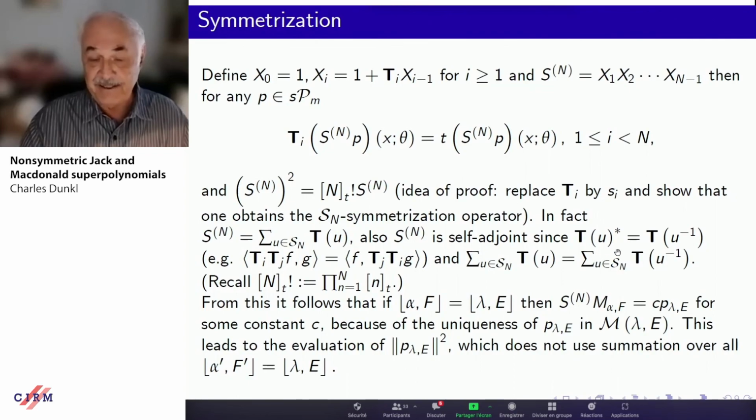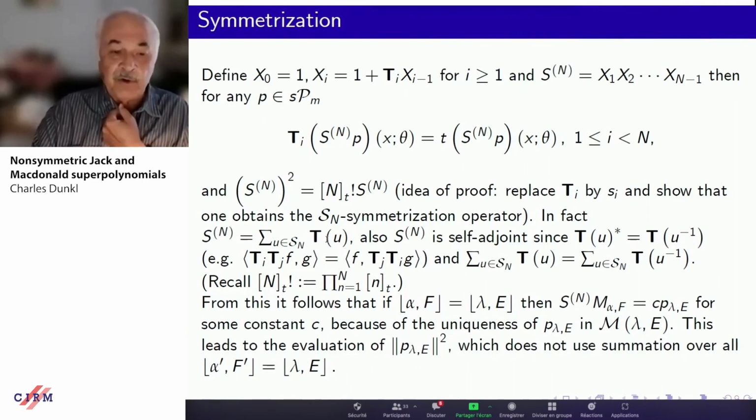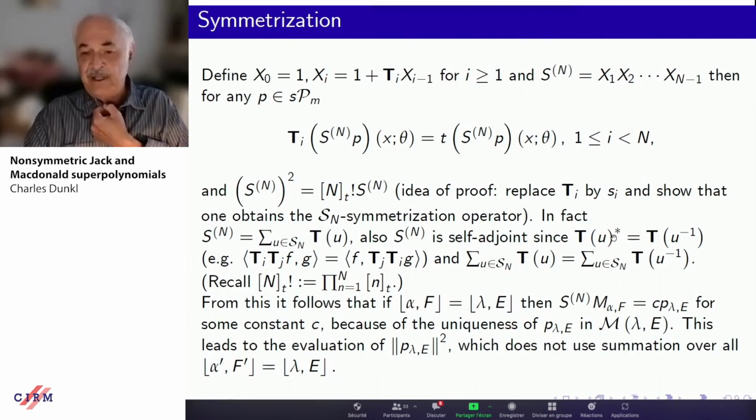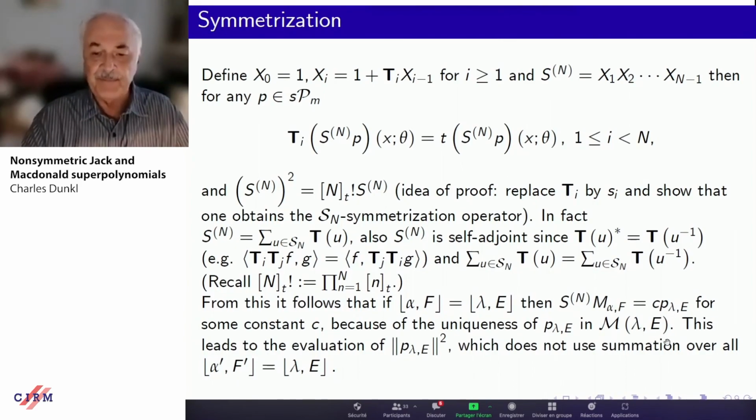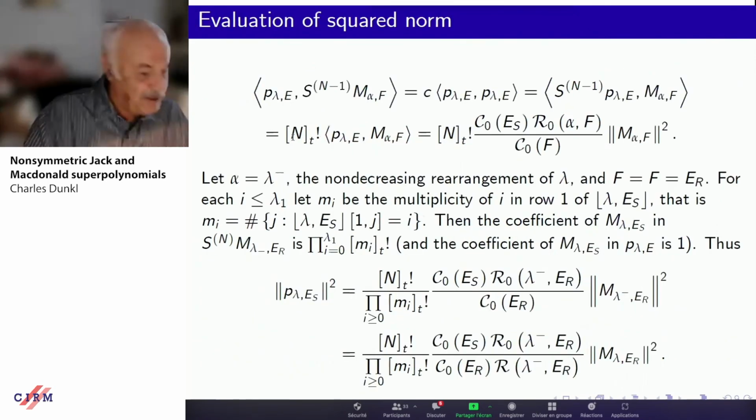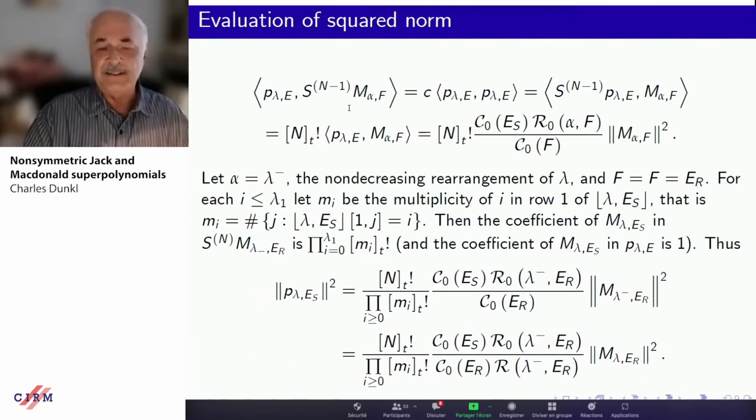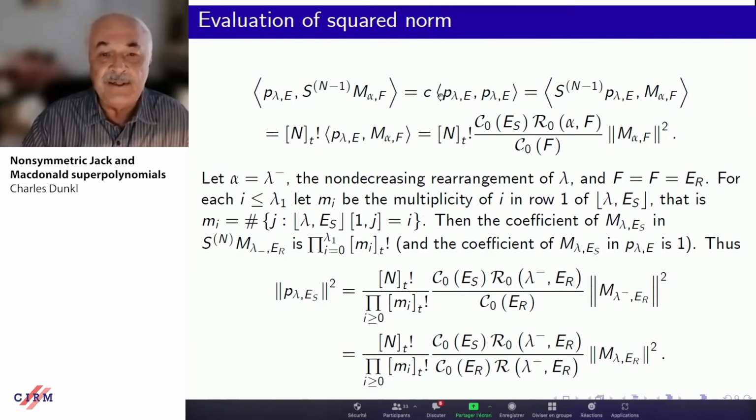It's self-adjoint because, in fact, this thing I called Sn is the sum over all permutations of Tu, and it's self-adjoint. So if we take anything alpha f, which is in the orbit of lambda e, the symmetrization of it must be a multiple of that one thing we're looking for. So we can actually find the norm with some clever trickery here, I think this is the Baker-Forrester trick. So we have different ways of computing this inner product.